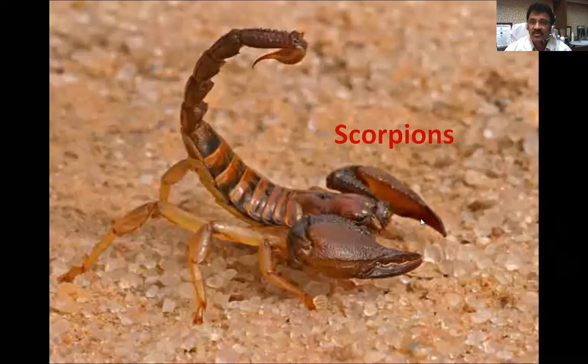You can see the scorpion here. I'll show the scorpion again. It has holders and a long tail. It is an arthropod with 8 legs, and it has a last joint with a sting. So we'll study scorpions first, and then we'll study the venom of the scorpion.